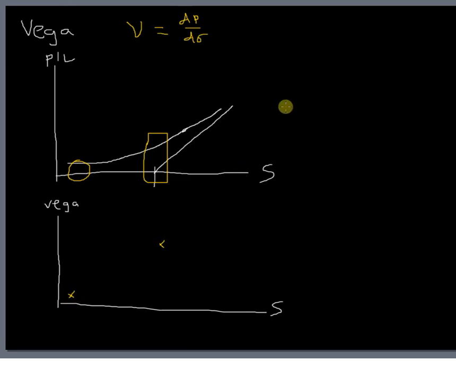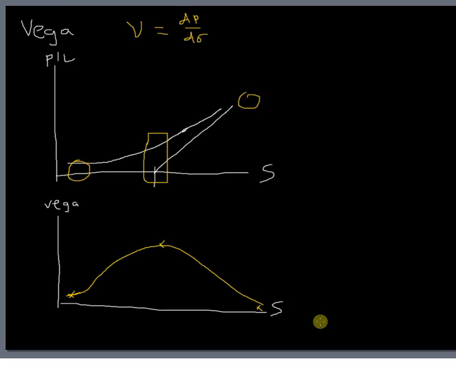And conversely, when you are way in the money, say at this point, it really takes a lot of movement for the underlying price to move below K. So similarly, the Vega at this point is also very low. So the Vega diagram against spot looks something like that.